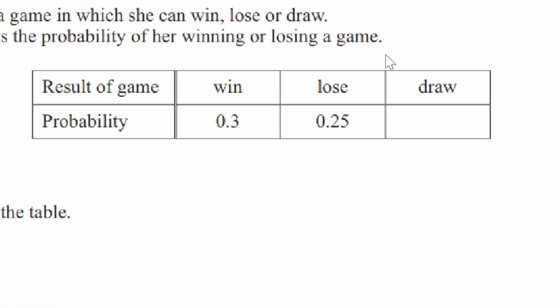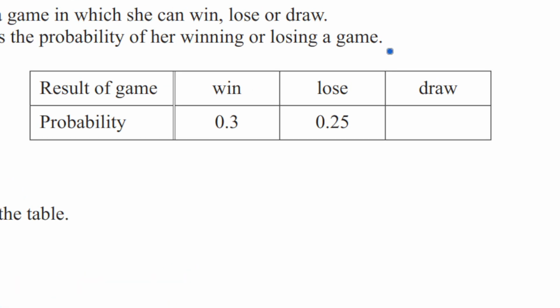To complete this table, we know she will just win, lose, or draw. Nothing else. She can't do anything else. So these three should add up to one whole, because the sum of probabilities makes one whole, right? So the first thing you do is you add 0.3 plus 0.25. Just add a 0 here to make it easier.